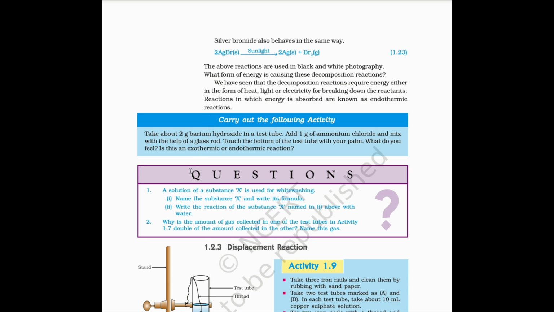Questions. 1. A solution of a substance X is used for whitewashing. First, name the substance X and write its formula. Second, write the reaction of the substance X named in first above with water. 2. Why is the amount of gas collected in one of the test tubes in activity 1.7 double of the amount collected in the other? Name this gas.